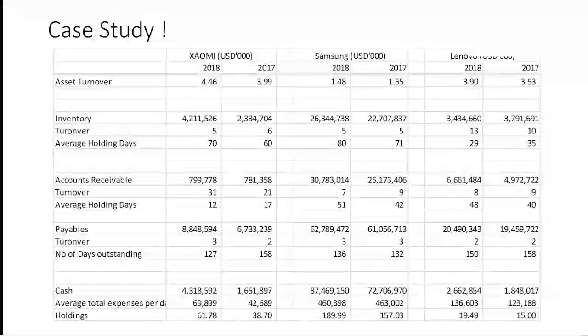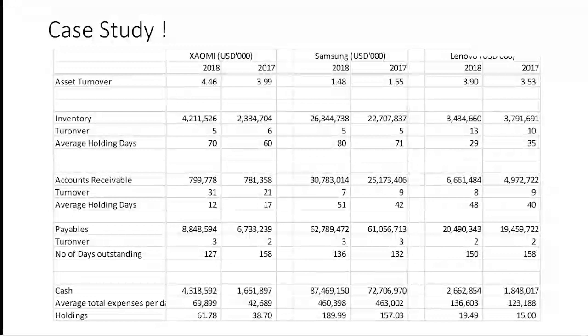Cash safety, how much cash they hold, how resilient they are. Average daily total expense for Xiaomi is 61 days, so they hold 61 days of cash. If they don't sell anything for 60 days, they are fine. Samsung holds around 6 months of cash, meaning even if they don't sell anything, they are fine. Lenovo holds only 90 days of cash, meaning every 20 days they need to find cash. If they don't sell for 1 month, they are bankrupt, right? So that's the way we interpret this.